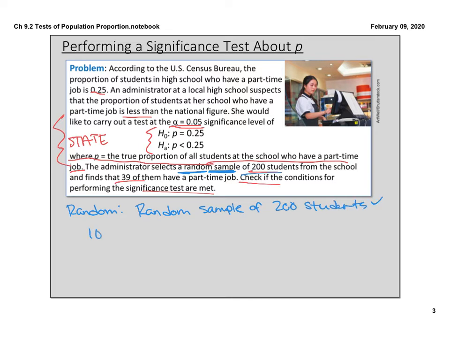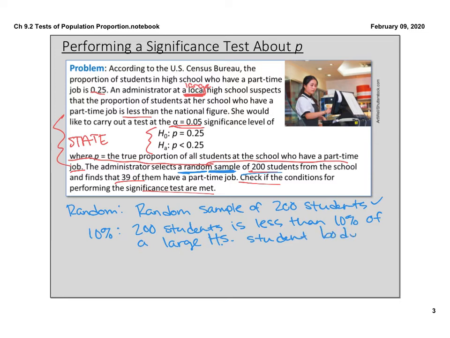Then the next one is the 10% condition. Now, if you looked at this example in the book, this word is actually the word large. So for some reason in the notes, they say local, but we're told that this is a large high school. So it is safe for us to assume that 200 students is less than 10% of a large high school student body. So that one's good.